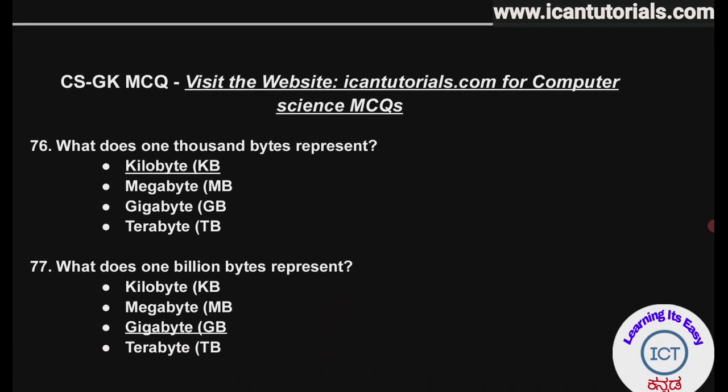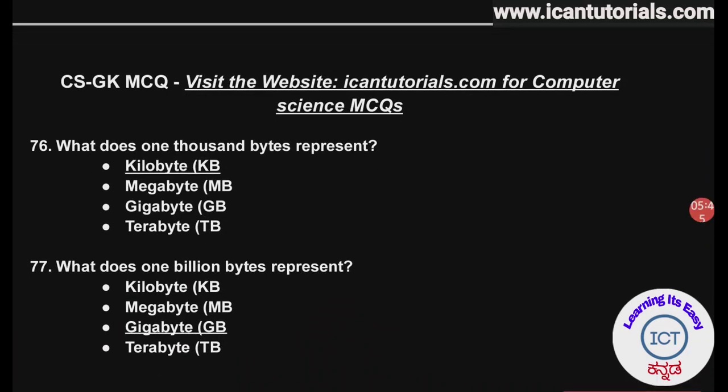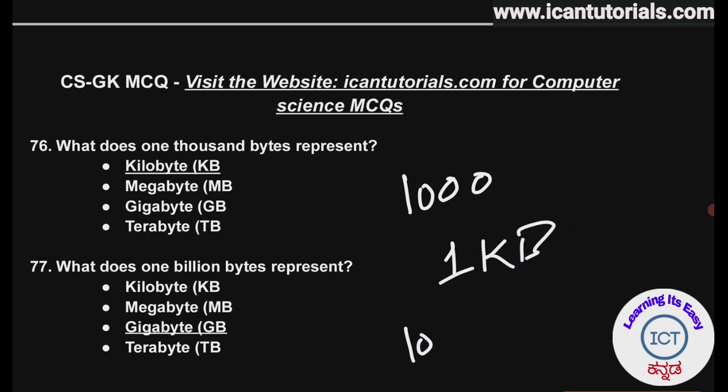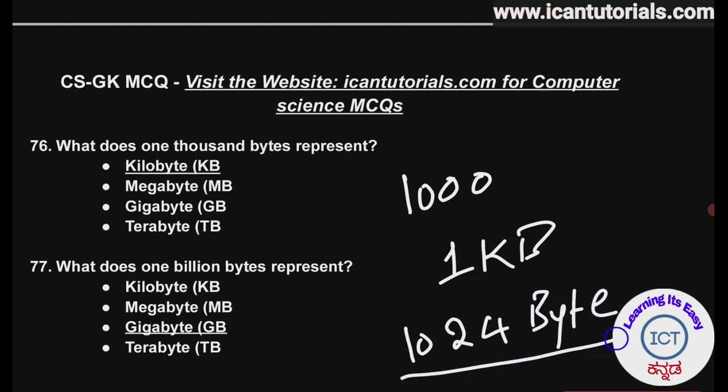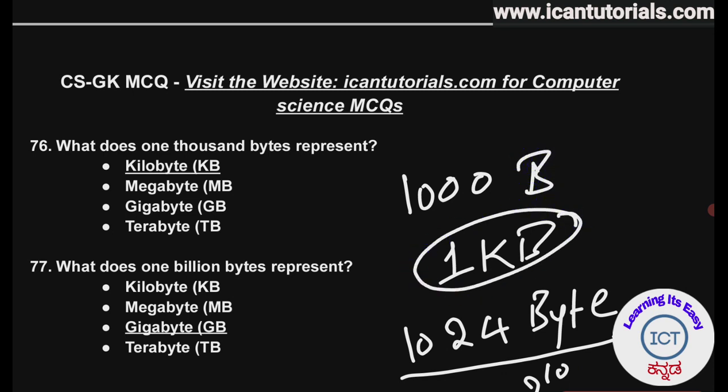What does the 76th question say? What does 1000 bytes represent? 1000 bytes means 1 kilobyte. But we normally know that 1 kilobyte is equal to 1024 bytes, which is equal to 2 to the power of 10. But in general people do say that 1000 bytes is equal to 1 KB. So the right answer is 1 kilobyte, that is 10 to the power of 3.